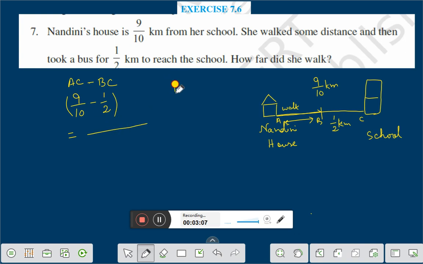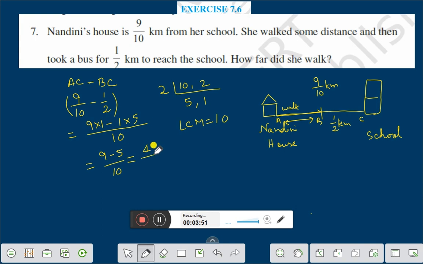The LCM of 10 and 2 is 10. Dividing by 2, we get 2 5s are 10 and 2 1s are 2. Therefore, LCM is 2 into 5, that is equal to 10. If we divide 10 by 10, it is 1, that is 9 into 1, minus, if you divide 10 by 2, it is 5, that is 1 into 5. Therefore, we get 9 minus 5 by 10. 9 minus 5 is equal to 4 by 10.